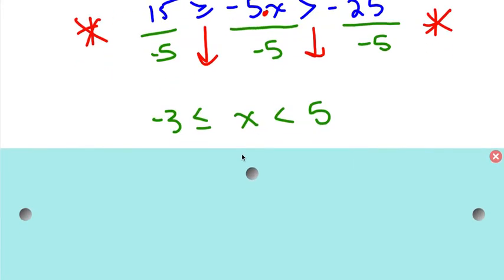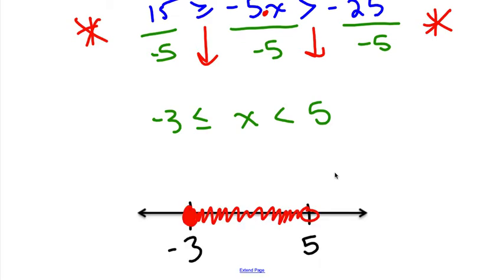So then the way that we graph this is put the smaller number on the left. This is less than or equal to, so that is a filled in circle. Bigger number on the right, that's a 5. This is just a less than, so that's an open circle. And then with an and inequality we shade in between.